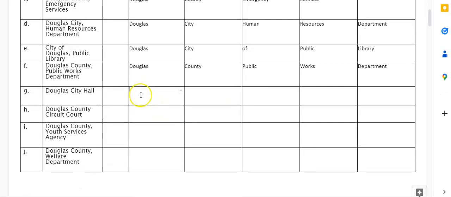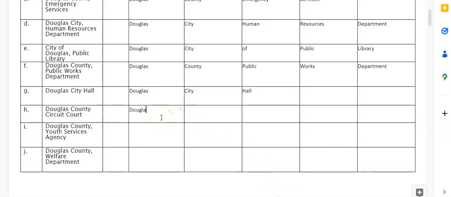Okay, for letter G, we have Douglas City Hall. Douglas is still the city name. City is unit 2, hall is unit 3. Okay, for letter H, we have Douglas County Circuit Court.